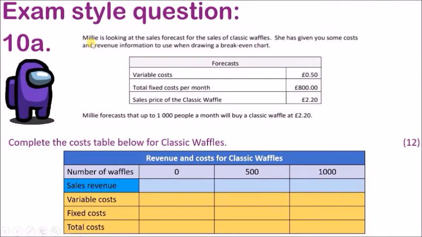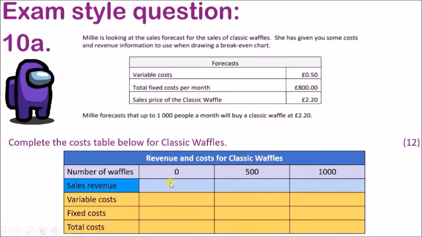Question 10A, final question for lesson 2. Millie is looking at the sales forecast for the sales of classic waffles. She has given you some cost and revenue information to use when drawing a break-even chart. Variable cost 50p, total fixed cost per month £800, and sales price of the classic waffle £2.20. Millie forecasts that up to 1,000 people a month will buy a classic waffle at £2.20. I don't blame her, waffles are nice.